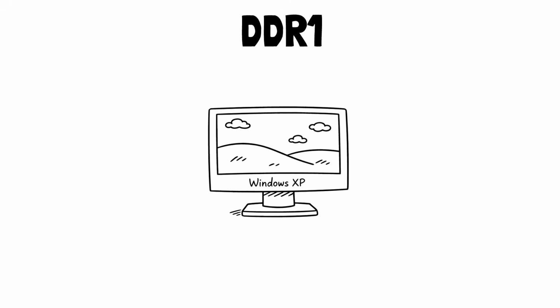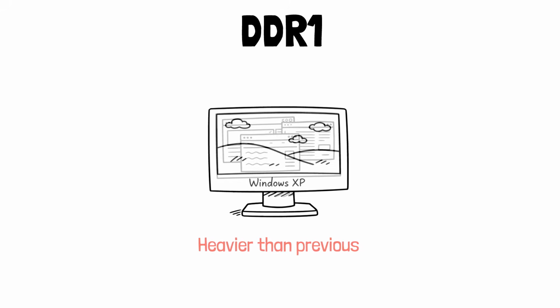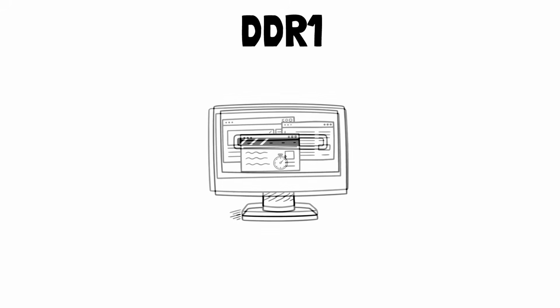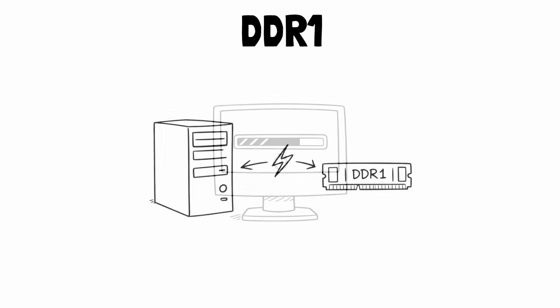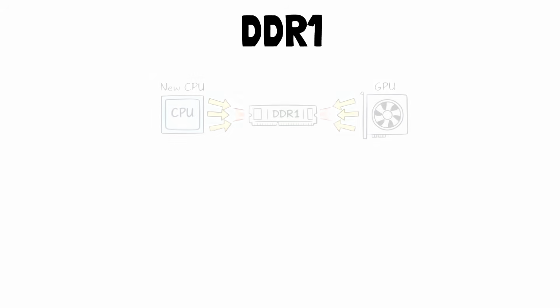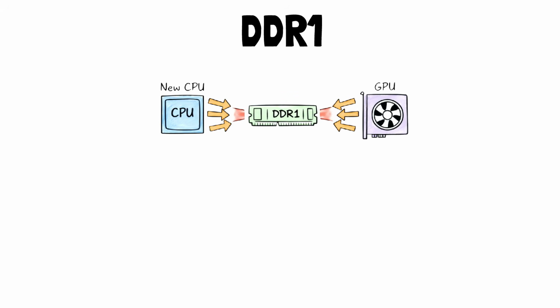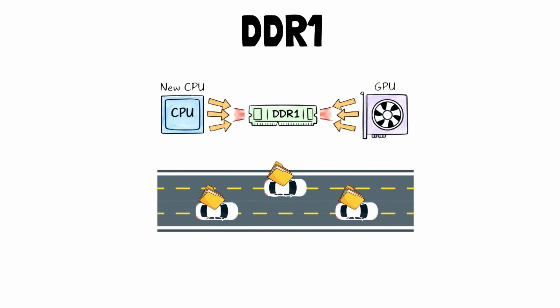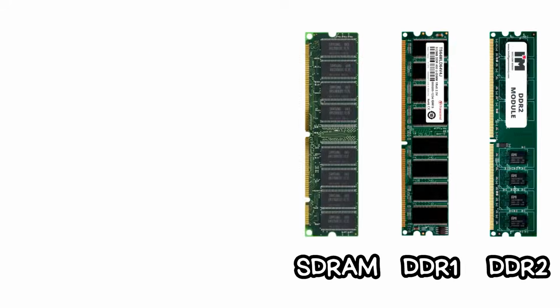DDR1 supported operating systems like Windows XP, which was much heavier than previous versions. It made multitasking smoother, reduced game loading times, and improved overall system responsiveness. However, as software and graphics became more demanding, DDR1's bandwidth wasn't enough for newer CPUs and GPUs.